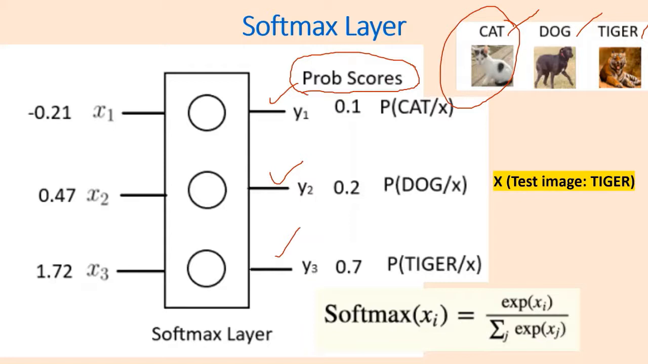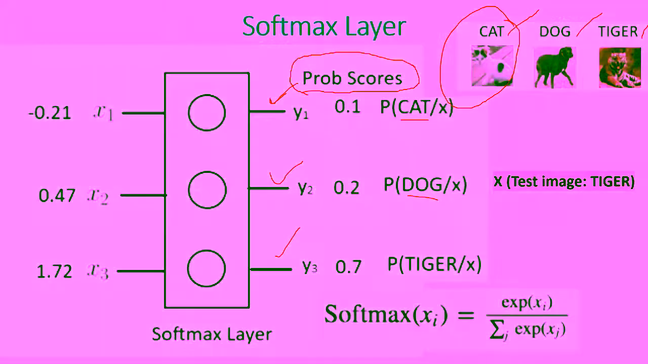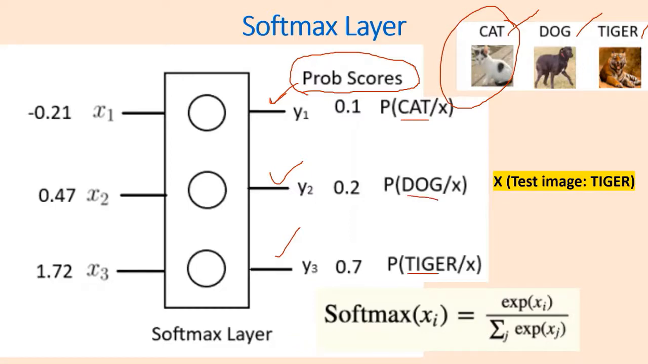Let us say the first output will be the probability score for cat, and similarly the second one for dog, and the third one for tiger. In that case, if the test image is a cat, and if your convolutional neural network model is properly trained, if the weights are optimized, then y1 will be high, because that's the probability score for cat. And similarly, if the input image is a dog, then y2 will be higher than y1 and y3. Similarly for tiger.